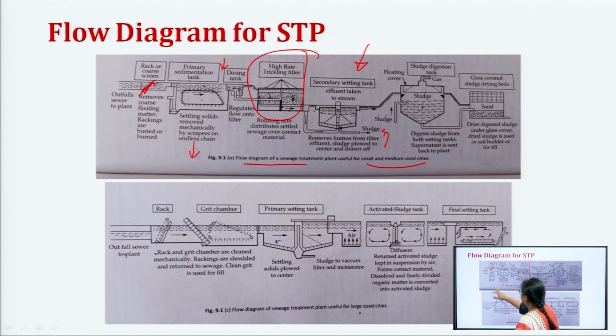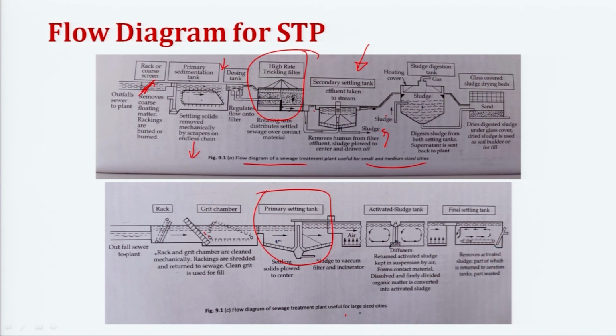You have the screen, then you have a grit chamber. The grit chamber may also be included here, but in this case we have not included it. That will be dependent on the engineer. So, here you have a grit chamber. After the grit chamber, you have a primary settling tank, a sedimentation tank. After that, we go to an activated sludge tank, or ASP, as we generally shorten it.